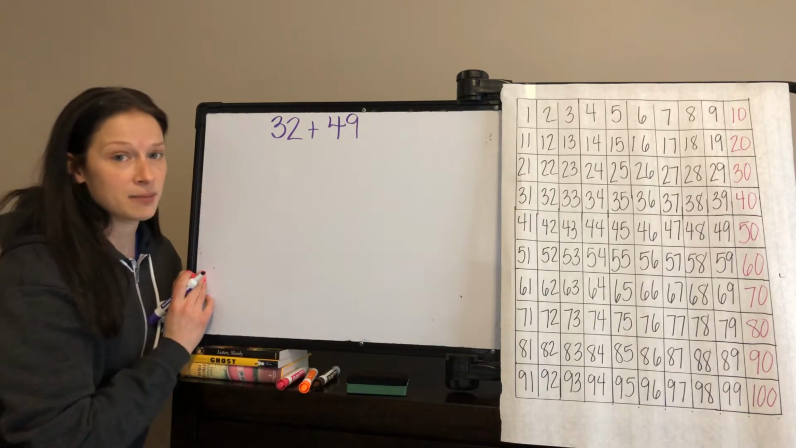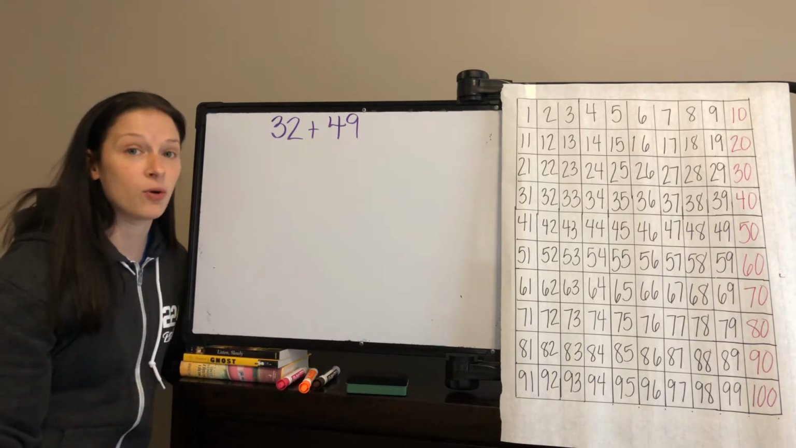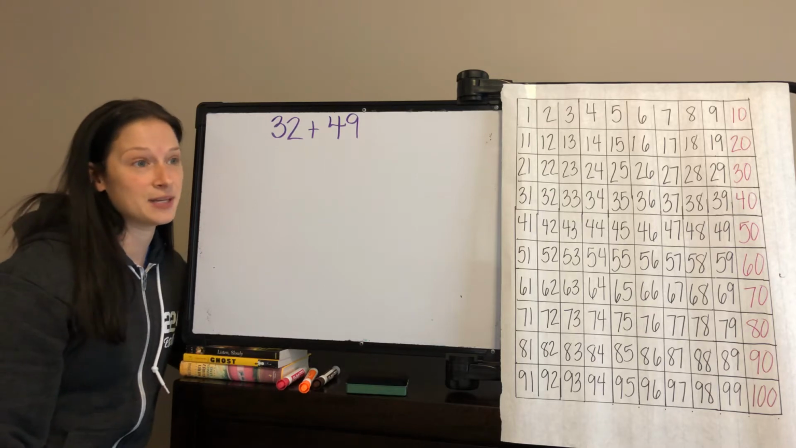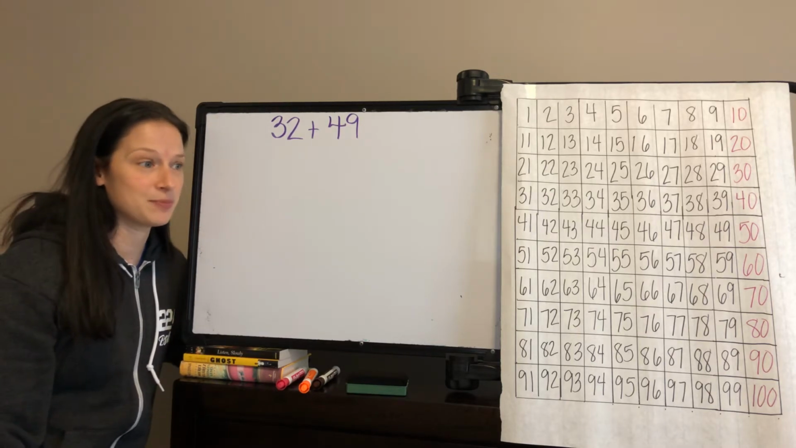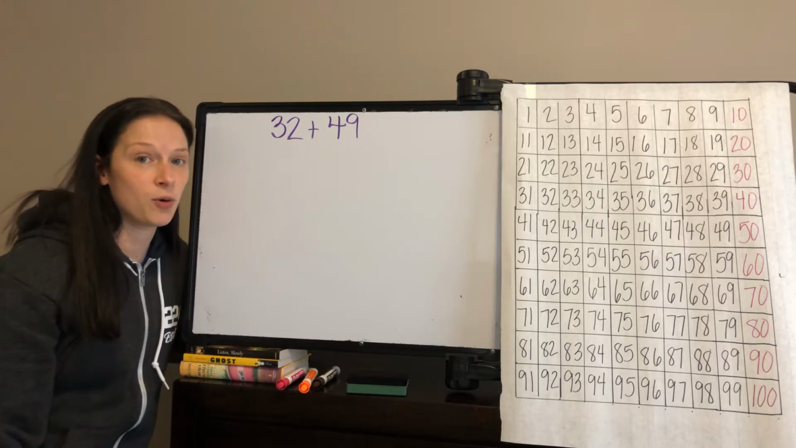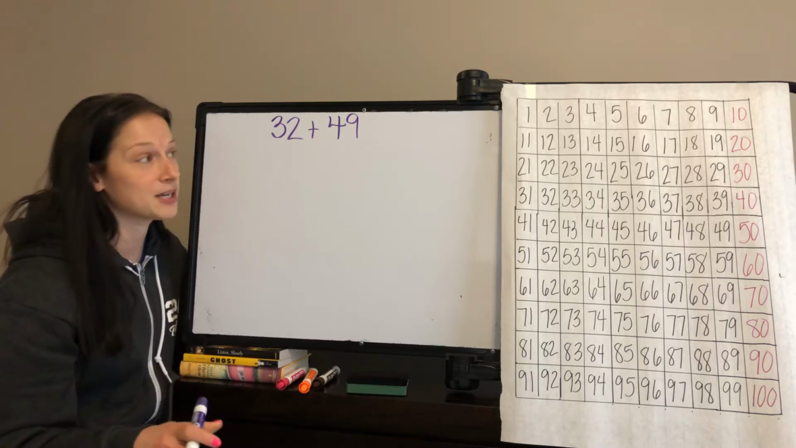The next strategy I'm going to go over is called keeping one number whole. Keeping one number whole is really important because we end up using it when we multiply, and we end up using it when we're adding and subtracting mixed numbers. So keeping one number whole is really important as a concept to understand.